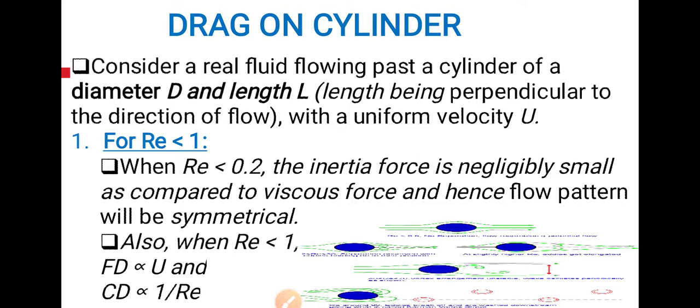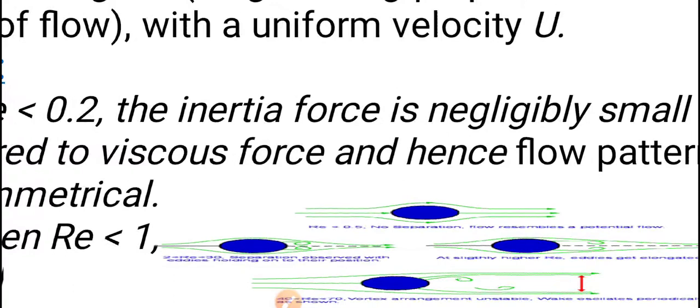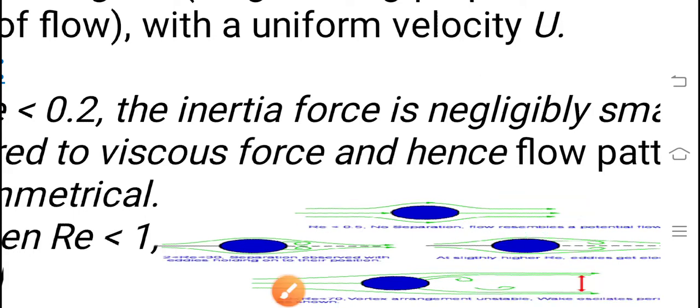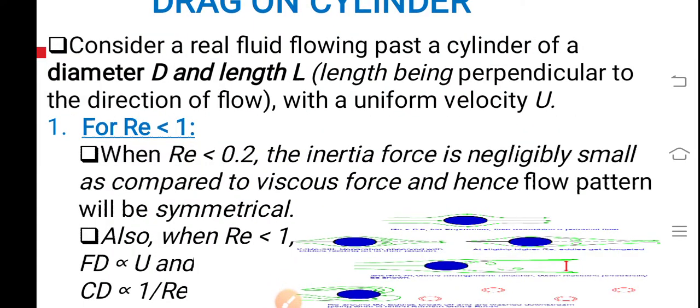When Re is less than 1, that is the first case. Further, when Re is less than 0.2, the inertia force is negligibly small as compared to viscous force, and hence the flow pattern will be symmetrical. You can see here in the figure, the flow pattern will be symmetrical.